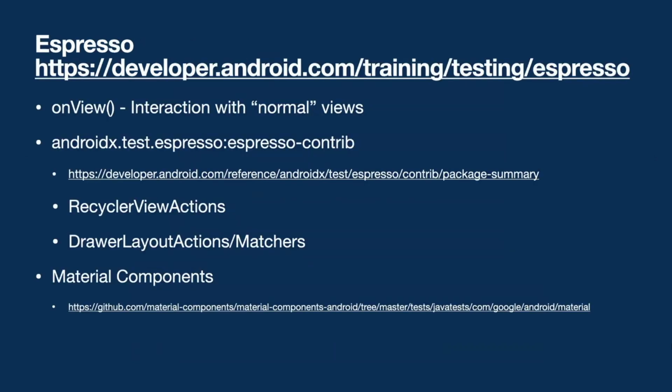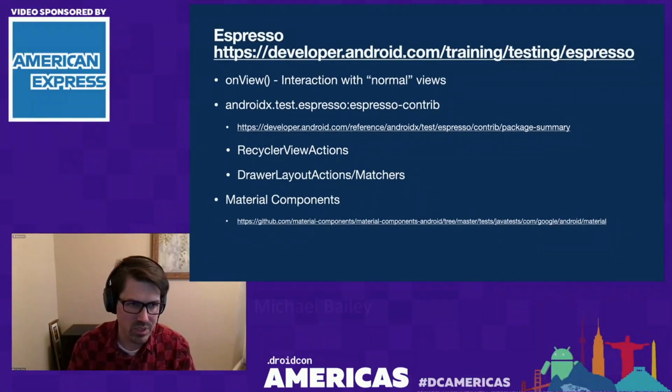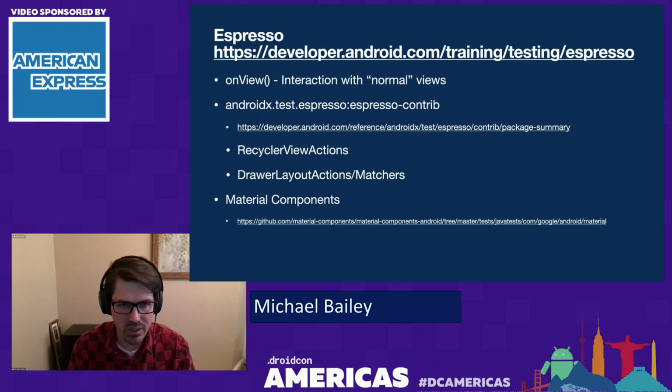So just a few pointers on Espresso. For most things, you're just going to use onView, and then that has various assertions and matchers that you can do, and you can call perform to interact with the UI. But for certain things like RecyclerView, there's a specific dependency you need called Espresso contrib that has view actions that know how to deal with the RecyclerView. For drawer layout, there's some there, and there's a few other things listed if you go to that link.